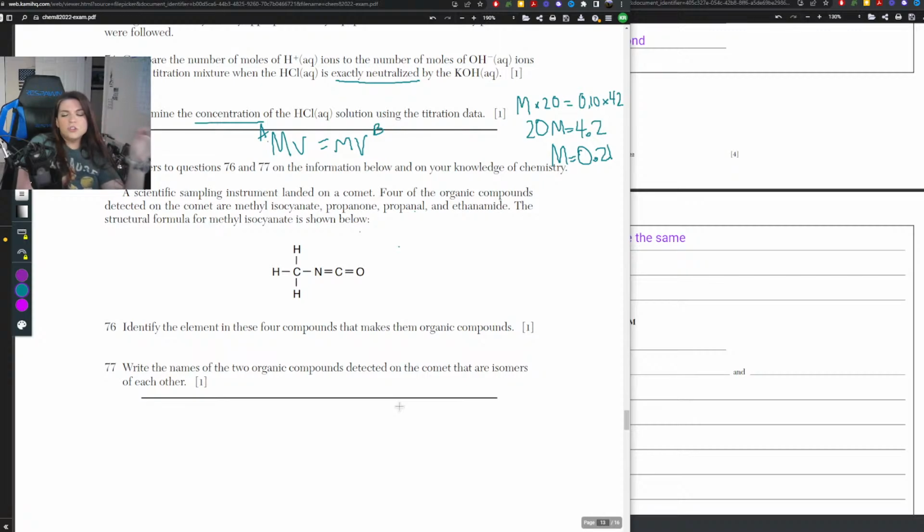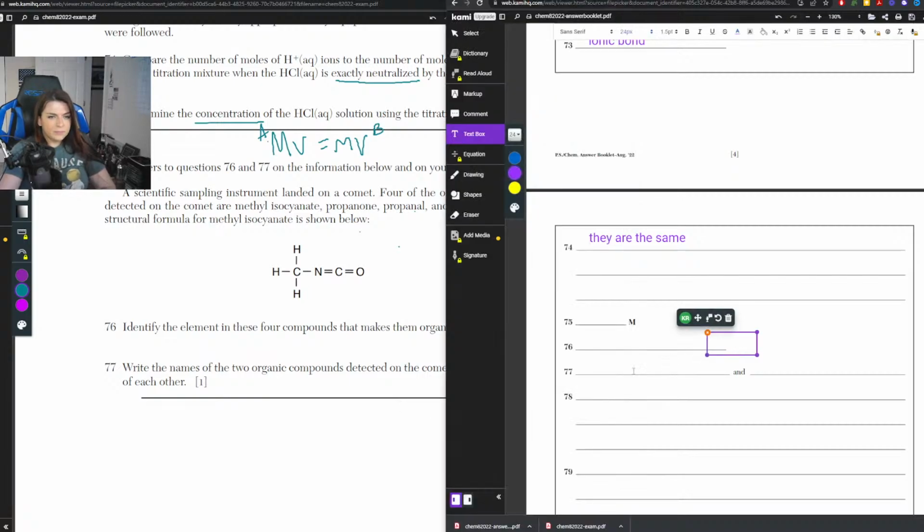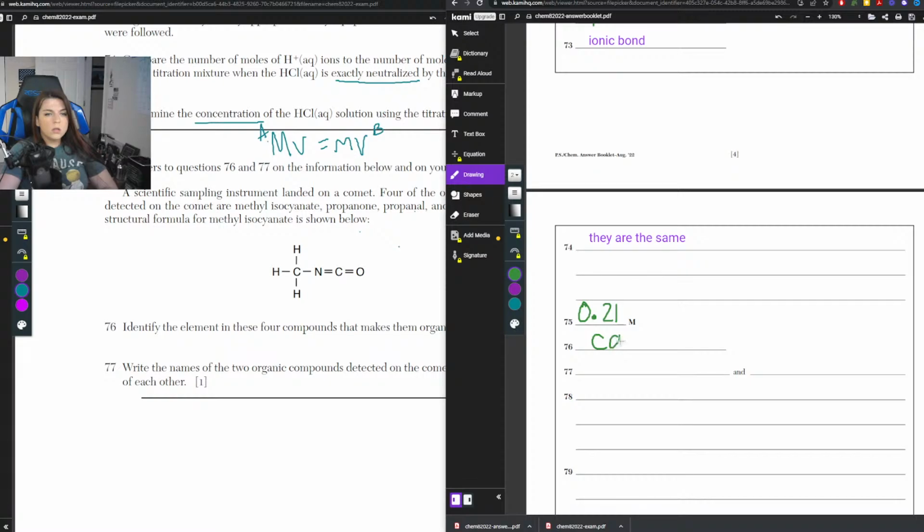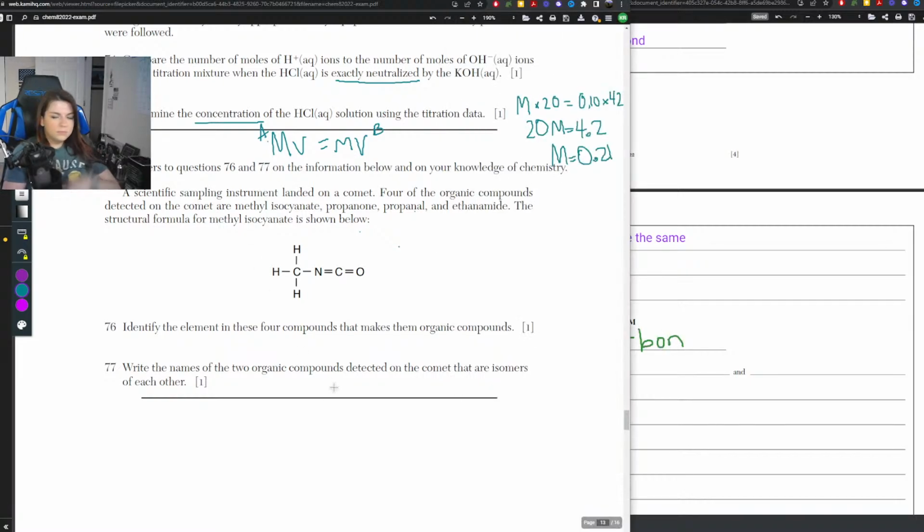Tell me why we just read chemicals that I even couldn't pronounce. And then this question is, what's the element that makes it organic? You know this, it's carbon. I'm telling you, they give you these questions on purpose to stress you out. Don't let the part C's trip you up. Don't do it. 77. Write the names of the 2 organic compounds detected on the comet that are isomers of each other.